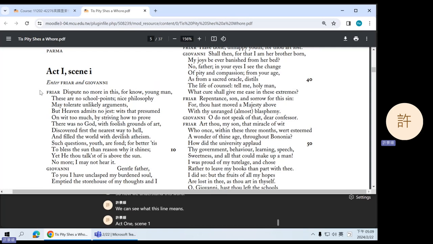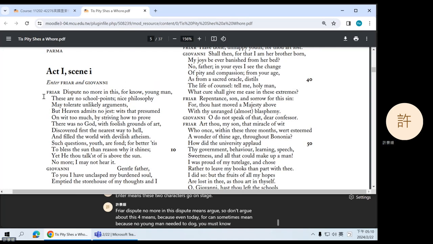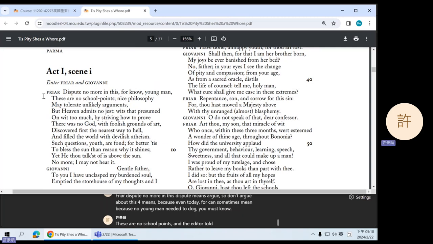Act one, scene one, enter Friar and Giovanni. Enter means these two characters go on stage. Friar: dispute no more in this. Dispute means argue. So don't argue about this. For means because. Even today, for can sometimes mean because. No, young man, 你得知道, you must know. These are no school points. And the editor told us school points are empty scholarly debate. So he's saying these are not just empty scholarly debates. So he's saying this is serious. It's real life. Stop arguing about this. It's real.